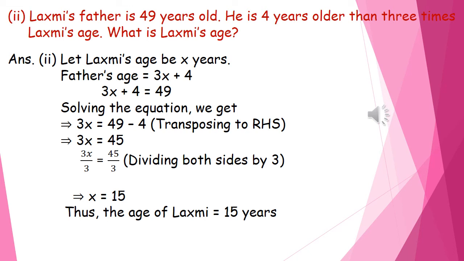Part 2. Lakshmi's father is 49 years old. He is 4 years older than 3 times Lakshmi's age. What is Lakshmi's age? Let Lakshmi's age be x years. Father's age is 3x plus 4. So 3x plus 4 is equal to 49. If we solve, we will be getting 3x is equal to 49 minus 4 after transposing. So 3x is equal to 45. Now we are dividing both sides by 3. 3x by 3 is equal to 45 by 3. So x is equal to 15. So the age of Lakshmi is equal to 15 years.